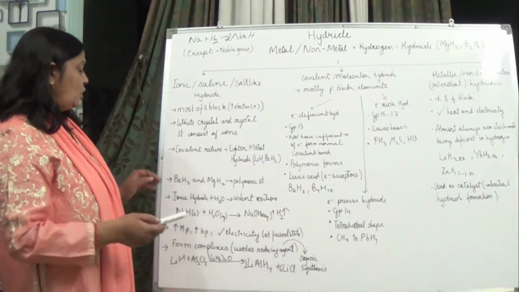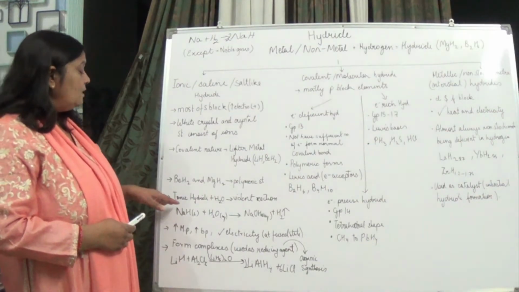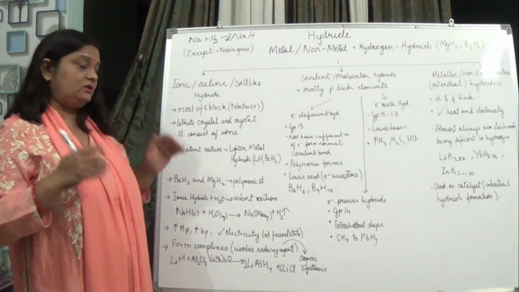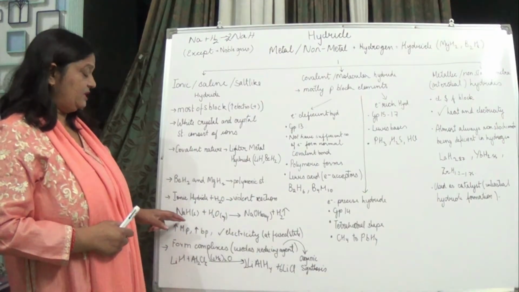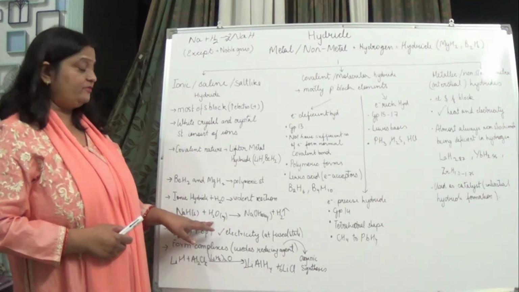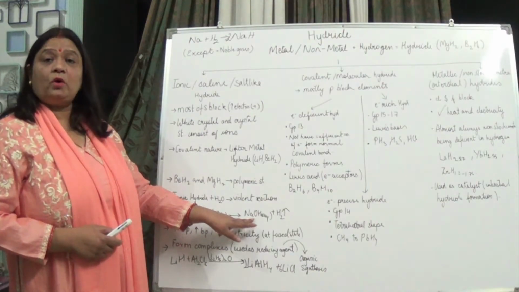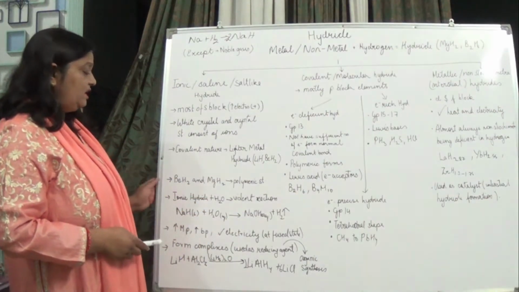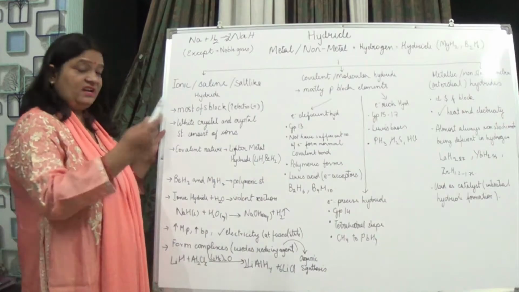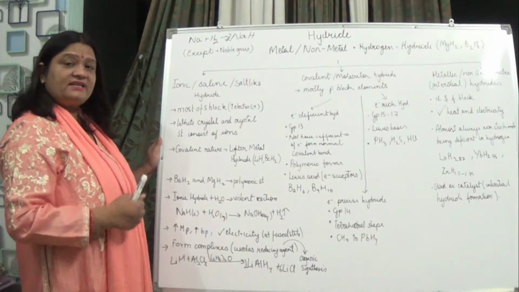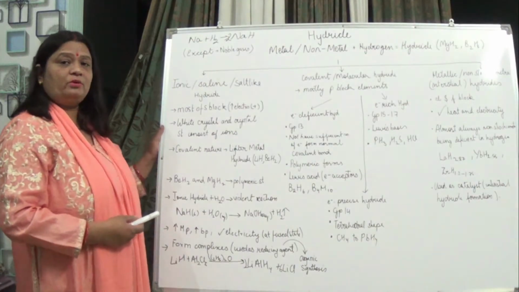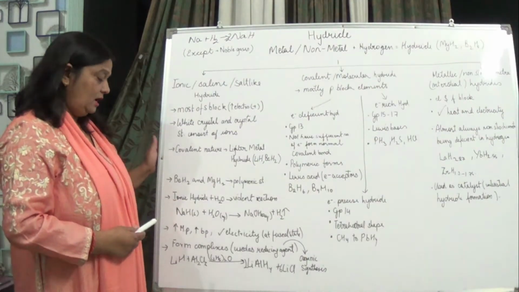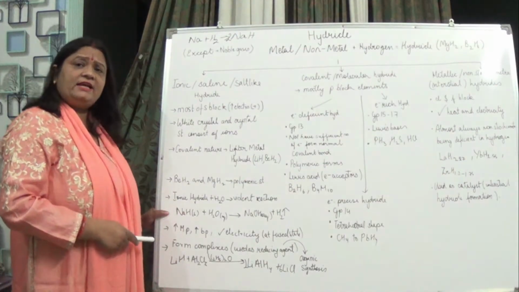Now if we talk about ionic hydrides, what happens when they react with water? A violent reaction takes place. Sodium hydride reacts with water to form sodium hydroxide, and hydrogen gas is given out. These are very reactive, and as a result the reaction with water is violent.